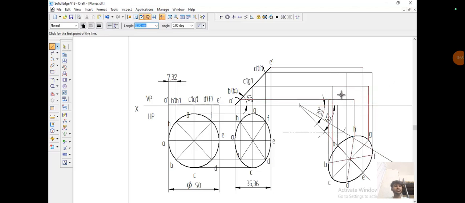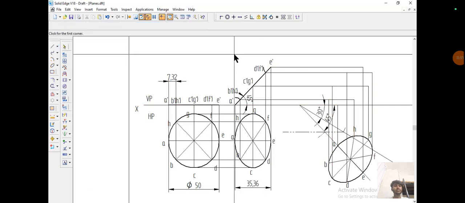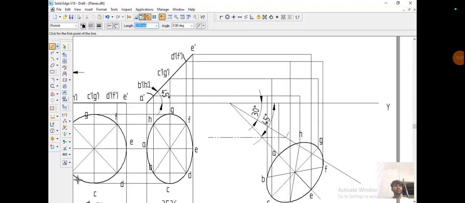And here this work, next we have to zoom it and text here A dash, B to B dash, C to C dash, D to D dash, E to E dash, F to F dash, G to G dash, H to H dash.